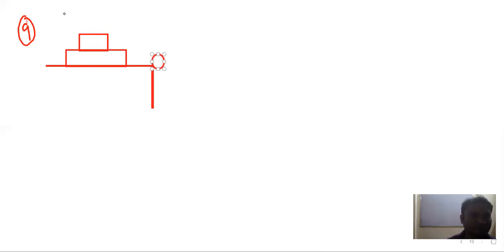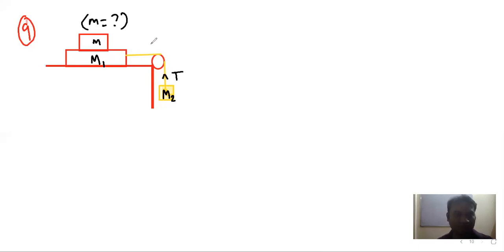Now we have a thread which I'm showing in yellow color. The other end of this thread is connected to a block of mass, let us say, M2 as per the question. And this is mass M1, this is small m. Now, in this case, we have to find what additional mass should be placed on M1 so that there is no acceleration. So we have to find the value of mass on M1. So let us calculate this mass, small m, whose value we need to find.